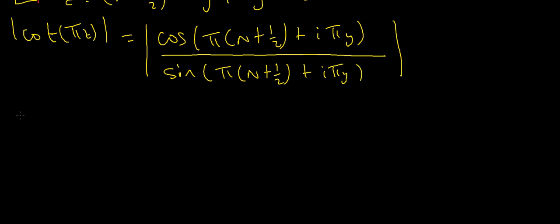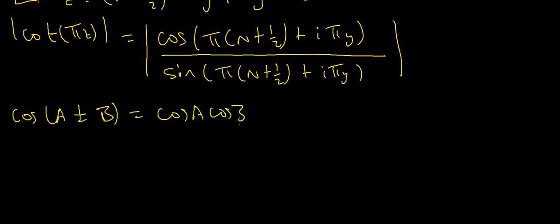In particular, I'm going to use the fact that cosine of a plus or minus b is equal to cosine a cosine b minus or plus sine a sine b. And if you are not familiar with the minus plus, basically if this were cosine a plus b, I'd have cosine a cosine b minus sine a sine b, and if this were cosine a minus b, I'd have cosine a cosine b plus sine a sine b. So basically you use the opposite sign, or the alternate sign, whichever sign you choose.